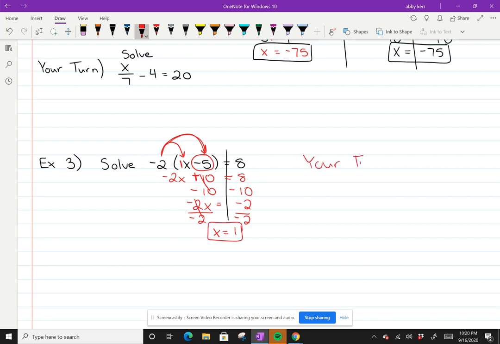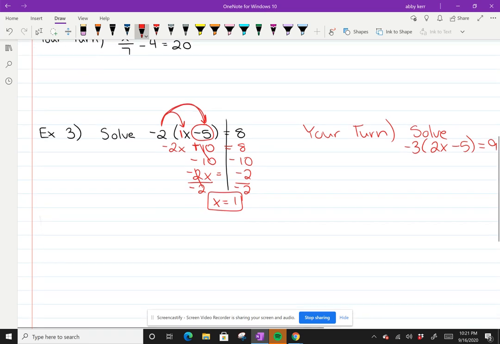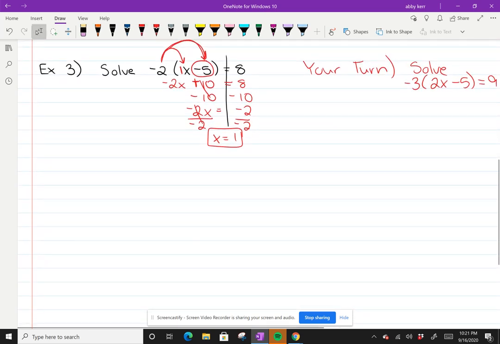Now once you write down your turn, this is where you should pause. So you're going to solve negative 3 times a quantity, 2x minus 5 equals 9. So once you're done with your turn, then you can hit play again, and then we can go into example 4.